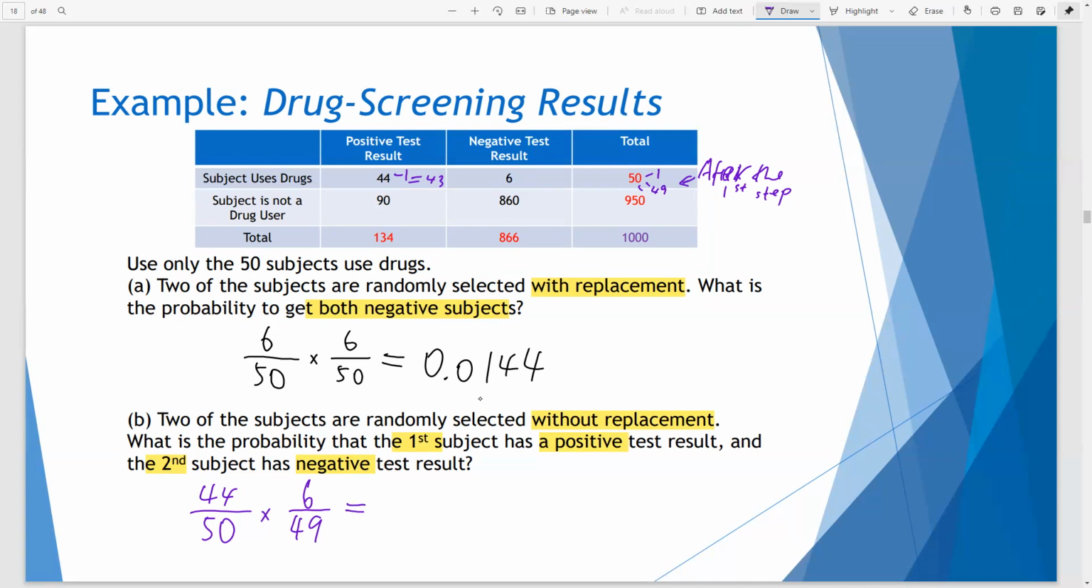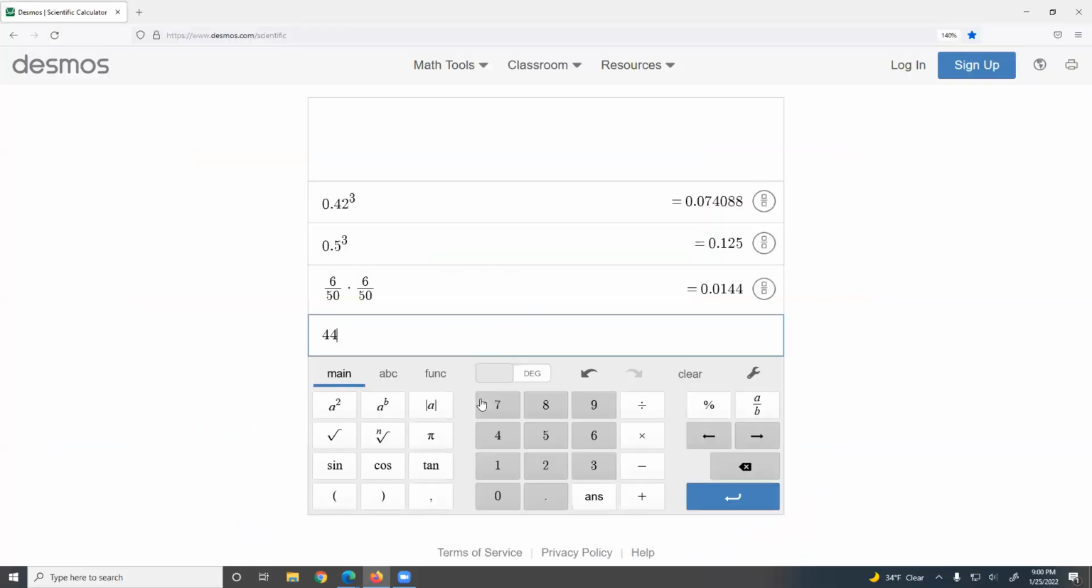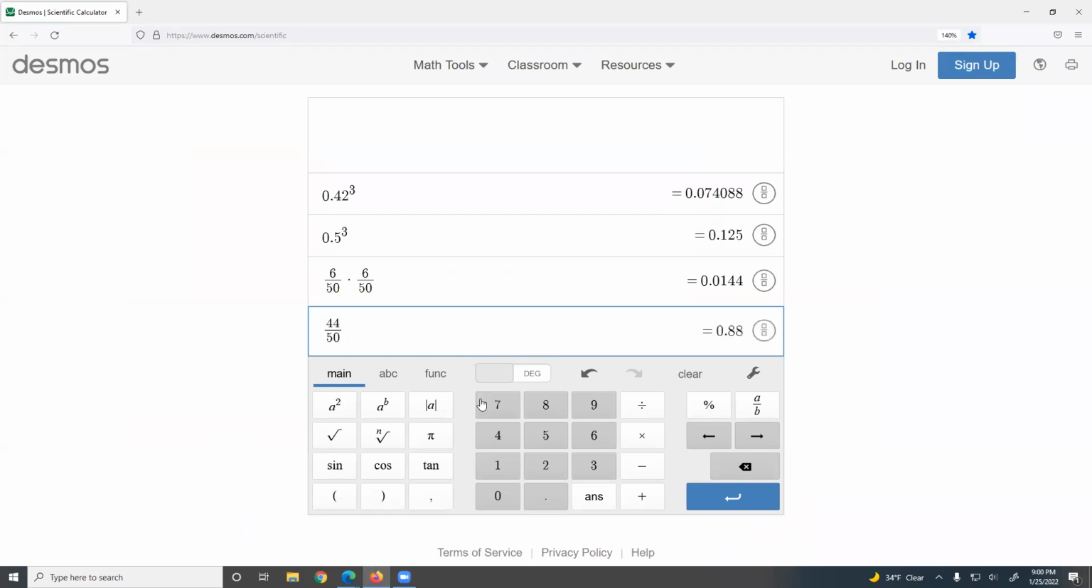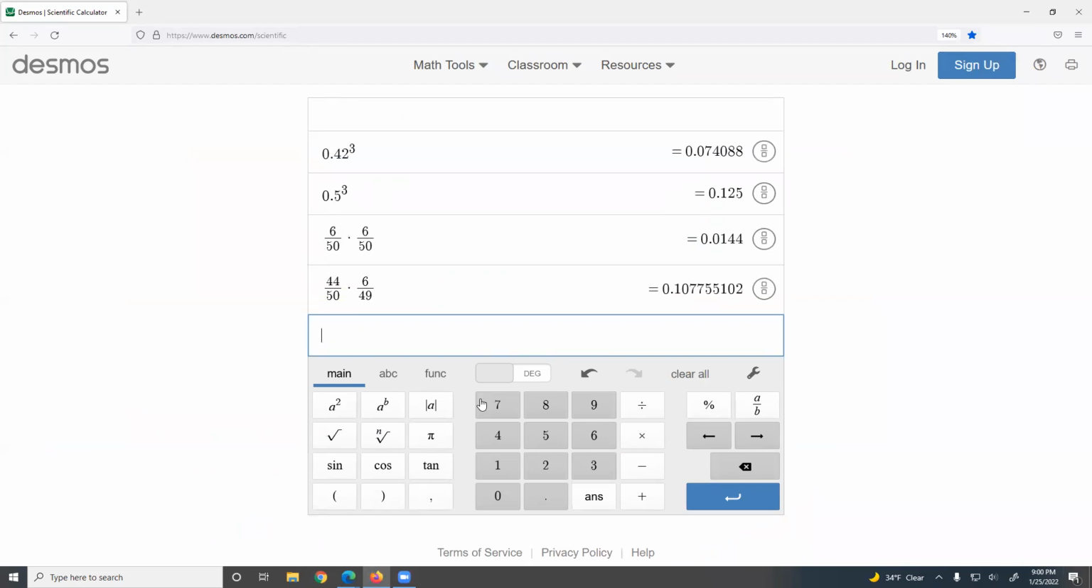So the first step, the part A says what is the independent, right? Since we put the subject back, the likelihood to select 2 negative results, they are independent trials, right? Because you put it back. But the second part, the part B, you actually take out the subject, then the likelihood actually is affected by your work done, right? So 44 over 50 times 6 over 49. Right, that's 0.1078.